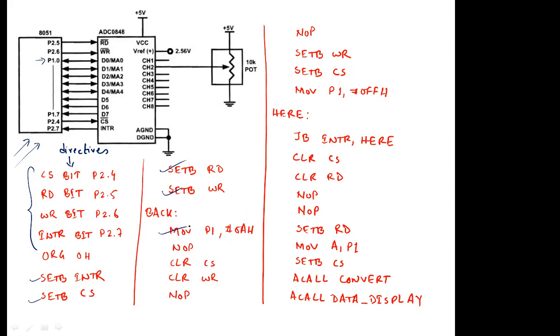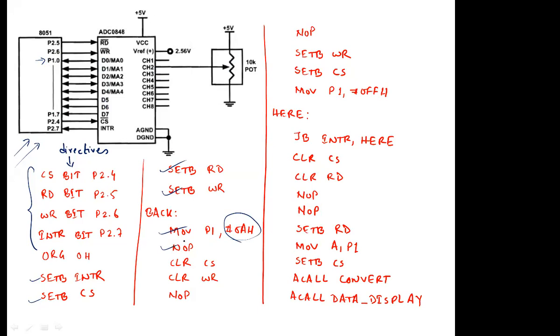Why 0AH? If you recall from the last class, 0AH will select the channel 2 address. You can see that only channel 2 is connected. So it is also important which channel you have connected. Based on that, you need to provide the address of that particular channel, connected to the transducer, to P1. Why P1? Because your P1 is connected to the data pins of your ADC. If you connect with P3 or P4, then you need to specify accordingly.